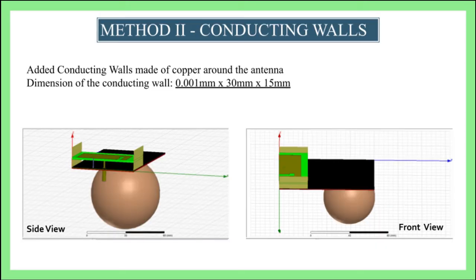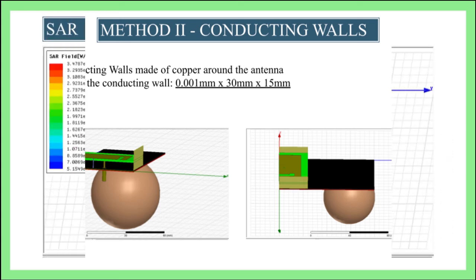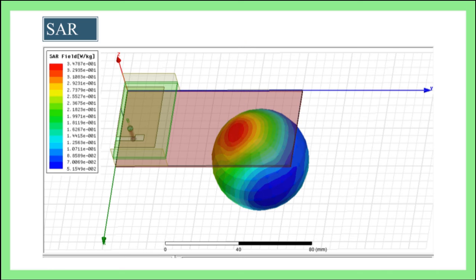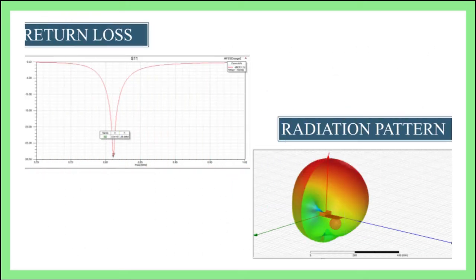For our second SAR reduction method, we have used a low SAR antenna that we had designed earlier and attached 2 vertical side walls made of copper in order to reduce the radiation towards the human head. Simulations and measurements agree and show that the SAR of the proposed structure has reduced by 81.135%, to 0.34787 watts per kilogram at 0.9 GHz. Also, the return loss is reduced to minus 27 dB, which is optimum.